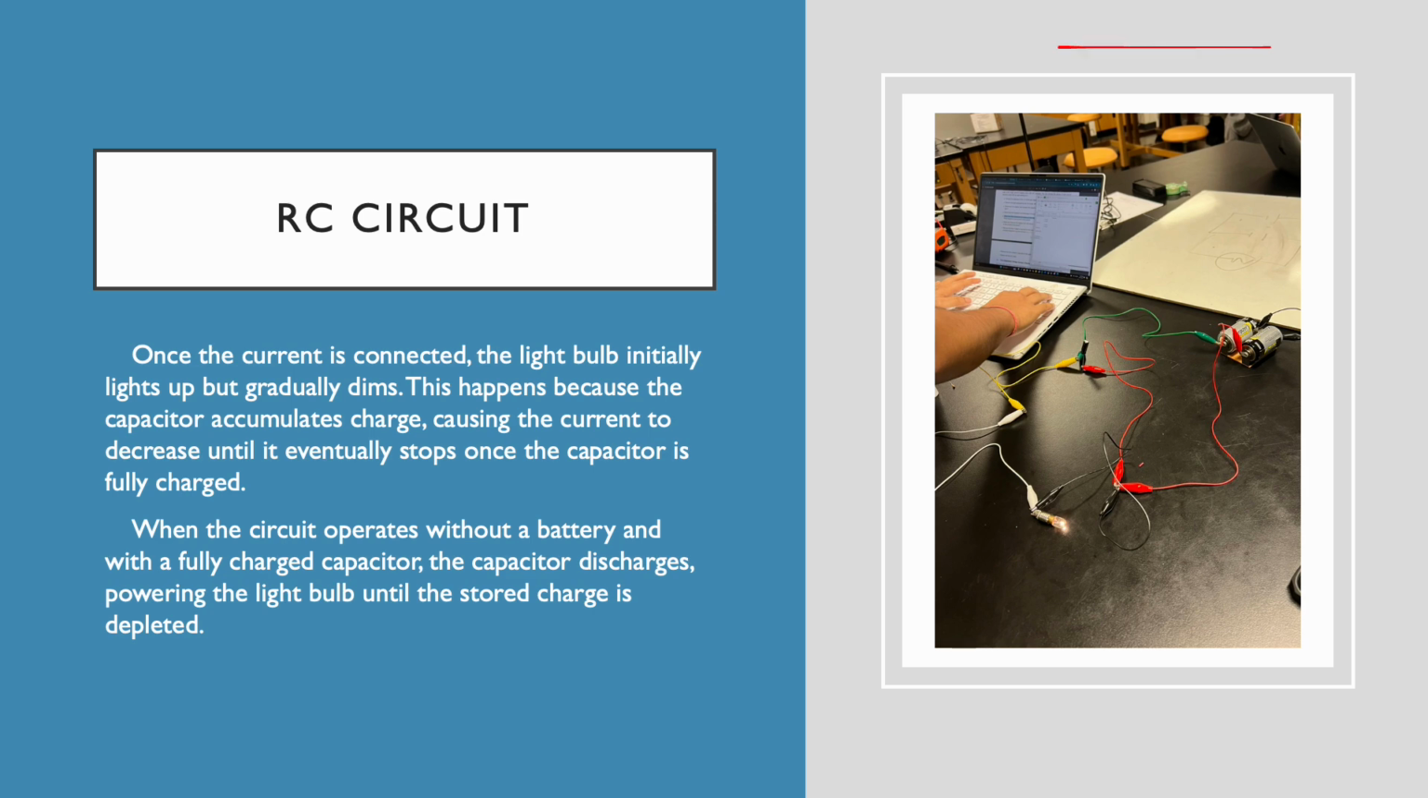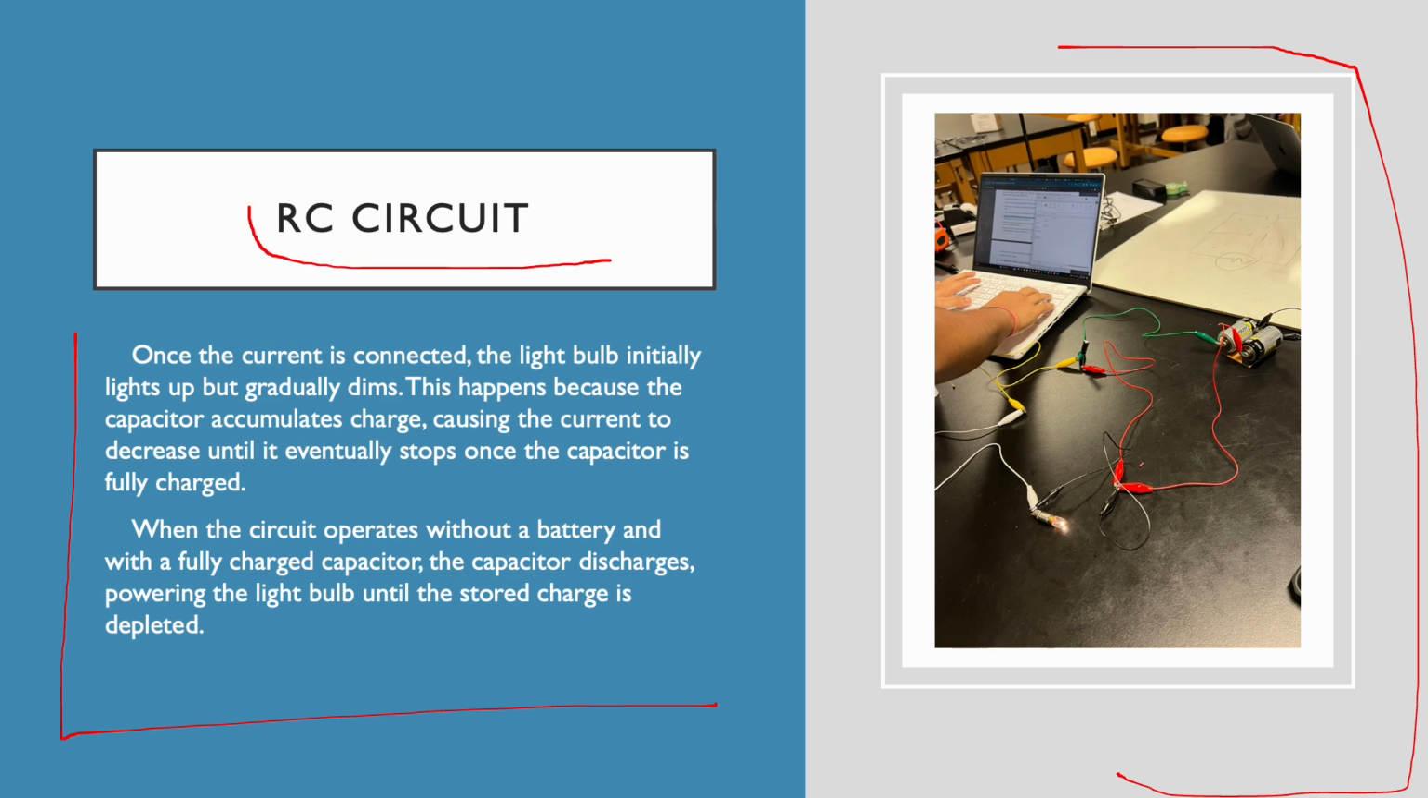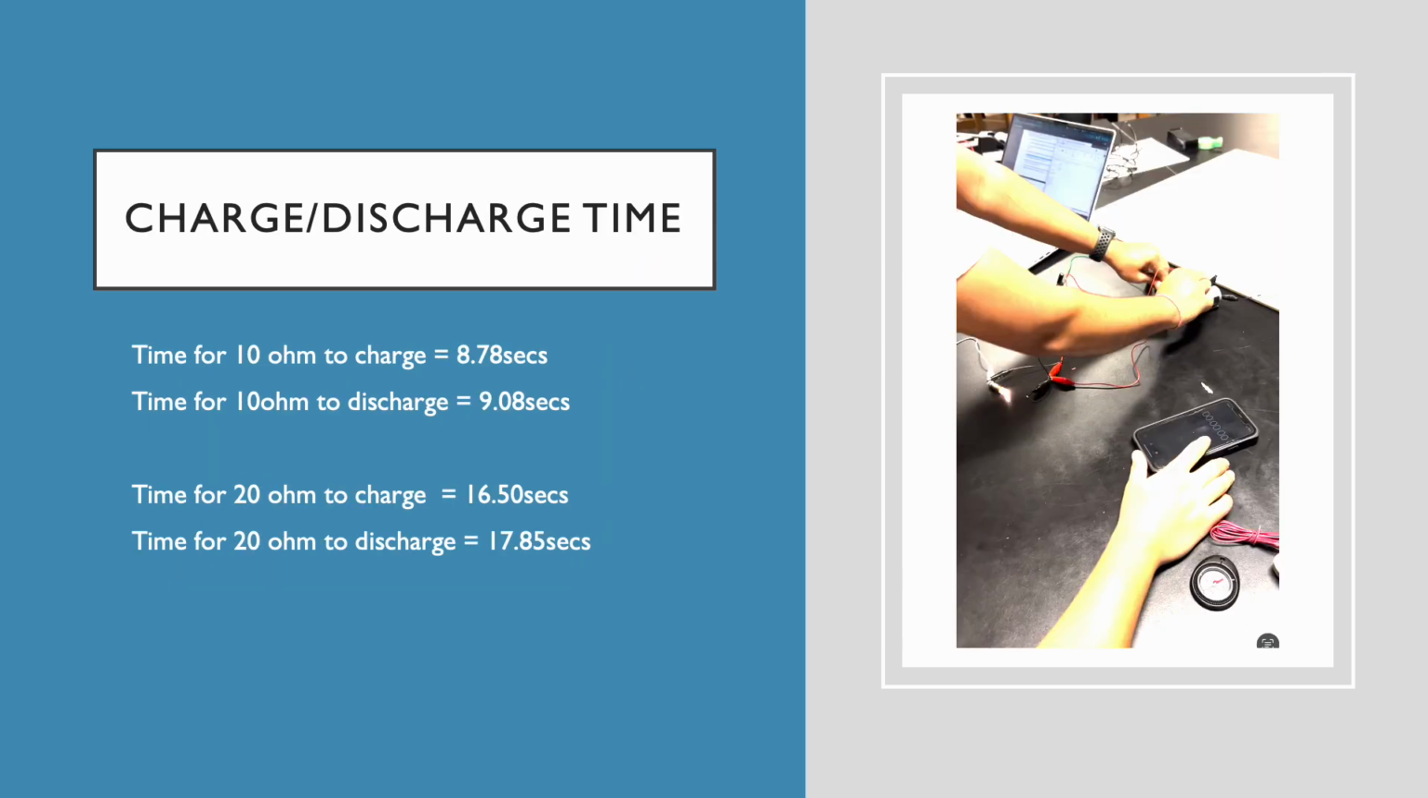So next we are asked to set up an RC circuit, that is with the capacitor. Once the current is connected, the light bulb is lit up originally, but then it slowly dims because the charge is going into the capacitor. And then once you disconnect the batteries, because the capacitor is fully charged up, the light bulb is lit up, and then it slowly diminishes as the charge leaves the capacitor. One thing to note here is that the capacitor lets current flow through until it is fully charged up.